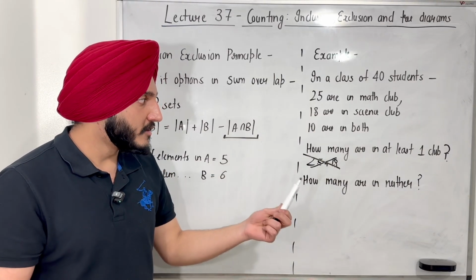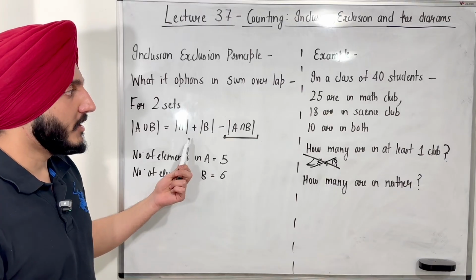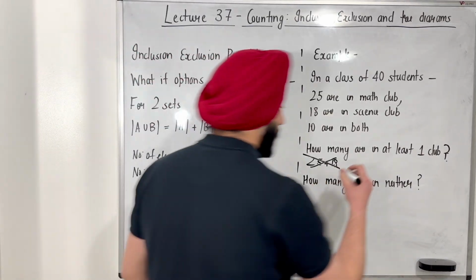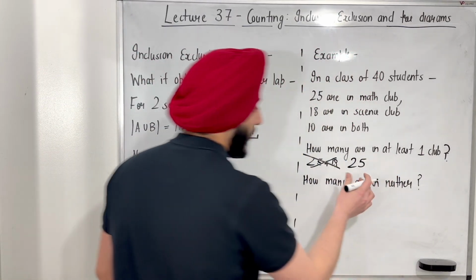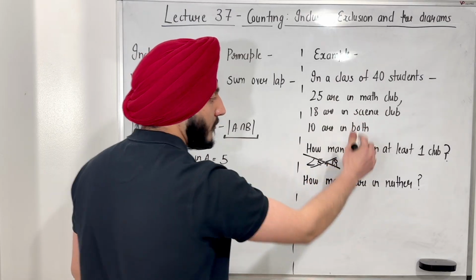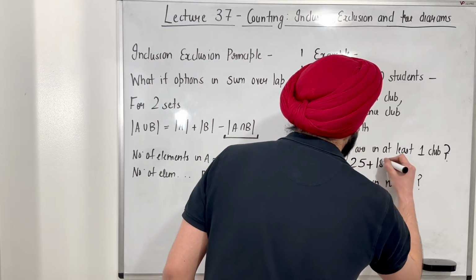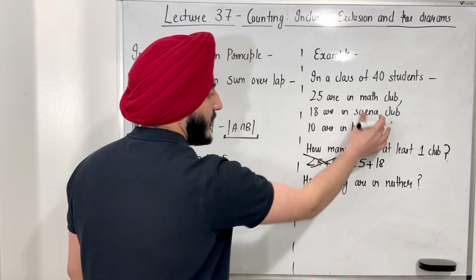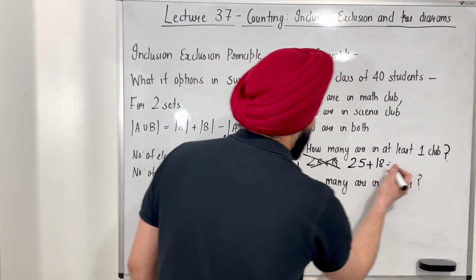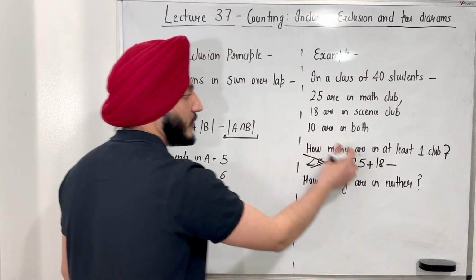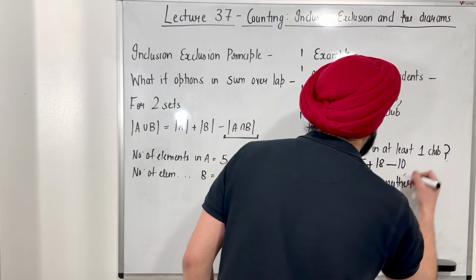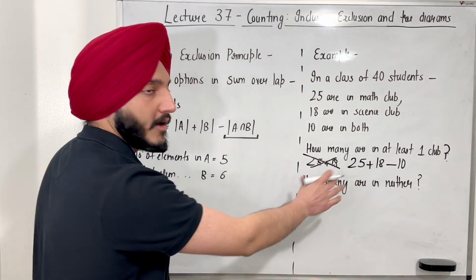So what do we do in this case? We use this rule that we have over here, right? So it's pretty much, okay, let's say 25 students in math club plus 18 students in the science club, and then we also need to subtract the ones that are common in both. So that's going to be 10 in this case. Okay, and this would be our final answer.